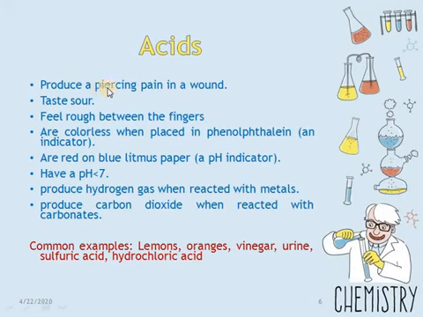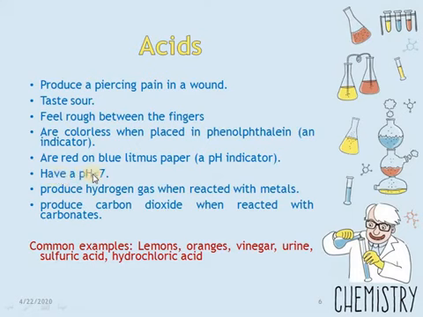They produce a stinging pain in a wound, taste sour, feel rough between the fingers, and are colorless in phenolphthalein. This you should learn. This is an indicator. In the pH portion, we will be learning about this indicator. They turn blue litmus red. Blue litmus is also a pH indicator.